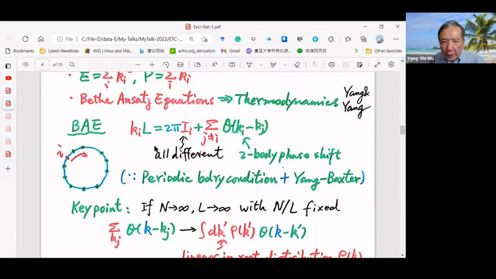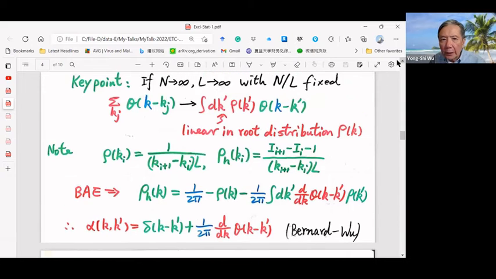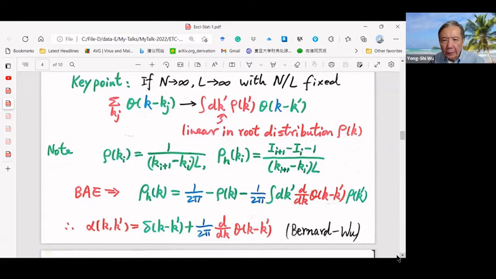So this equation is the result of periodic boundary conditions plus the Yang-Baxter equations. Okay, so we can take the particle number N tends to infinity and the length of the circle, or the system, L tends to infinity, with N over L fixed. Then we can get an integral equation.